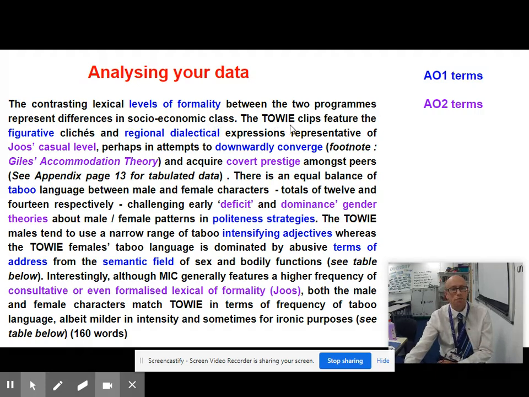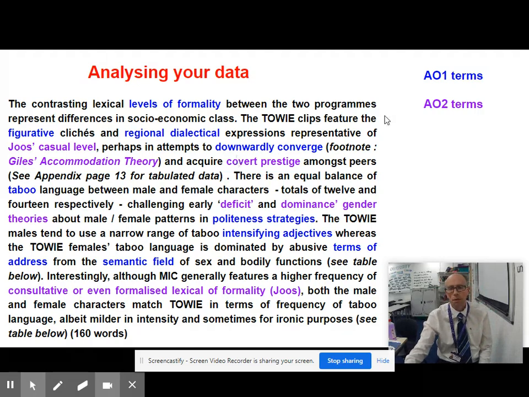The TOWIE clips feature the figurative cliches and regional dialectical expressions representative of Yaus's casual level, perhaps in attempts to downwardly converge and acquire covert prestige among peers. Now we're noticing here all of these terms in blue that we're only 2 sentences into this paragraph, and we've already had levels of formality, figurative, meaning non-literal language, regional dialectical, downwardly converged. So we're ticking all of those AO1 things.